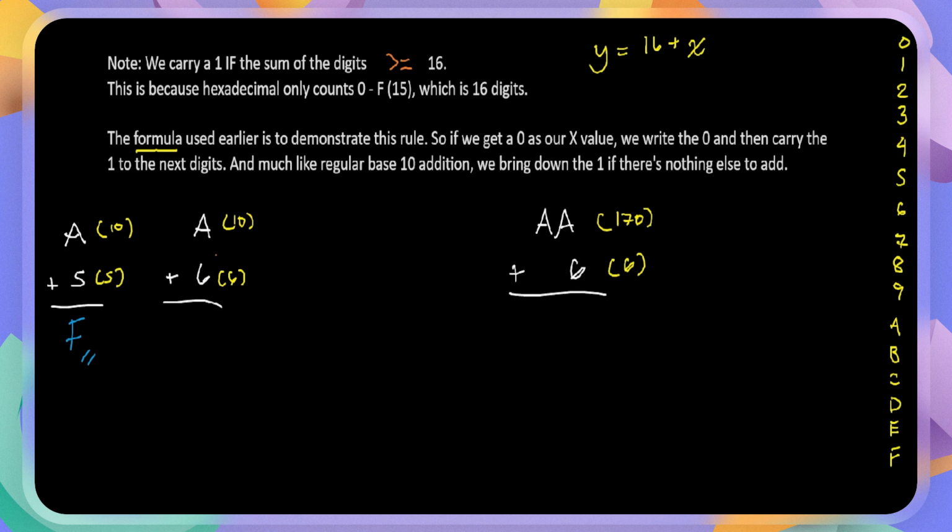A plus 6 is just 10 plus 6, right? So 16. Remember, it's because we bring down the 1 after adding the 6 here. But we can't just write 16 like that. There's no way of representing 16 in a single hex digit, right? So we use the formula here to convert our number, because we have a 1 carried there. So 16 is equal to 16 plus x. We get our x here by subtracting 16 from both sides, which is just going to be 0. So our x here is going to be 0.